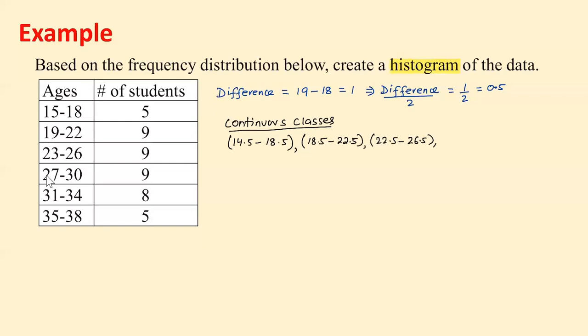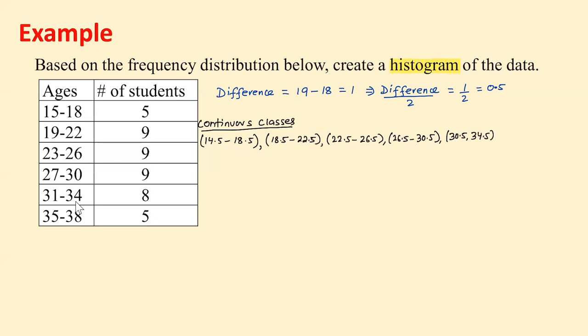Subtract 0.5 here, 26.5. Add 0.5 here, 30.5. Subtract 0.5 there, so that is 30.5, and then add 0.5 there, 34.5. And we'll do the same thing with the last class. So for the last class again, if we subtract 0.5 there, that will be 34.5.